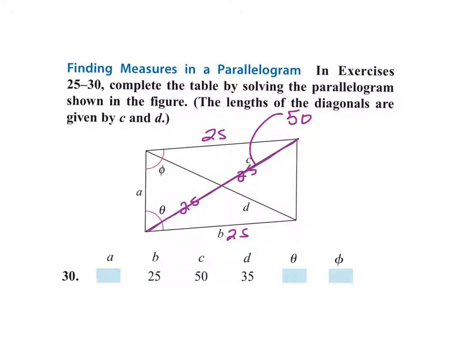Obviously, this is not drawn to scale because there's a bunch of different questions based on the same thing, so you can't assume that that 25 looks the same size as the other 25. And then D, which is this whole diagonal, is 35, which means that this would be 17.5 and this would be 17.5.